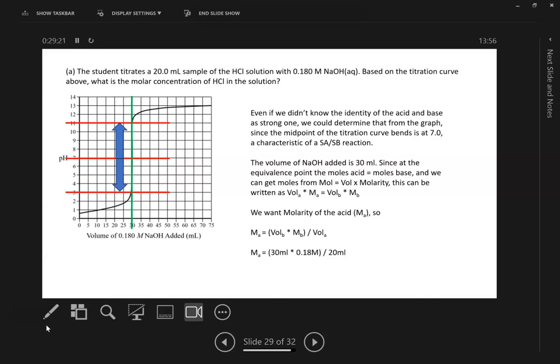So we do the math, it's pretty straightforward. Now you can see if I rearrange this, this is really 30 divided by 20 times 0.18. Well, 30 divided by 20 is 1.5. So 1.5 times 0.18 is 0.27 molar. Pretty straightforward. It didn't look straightforward, but it actually is.